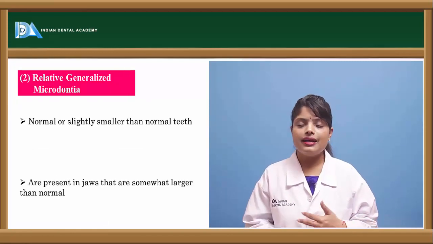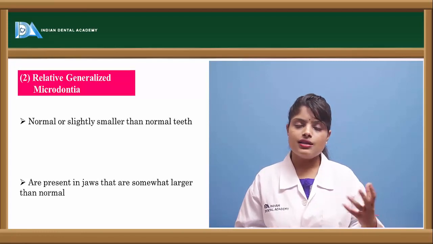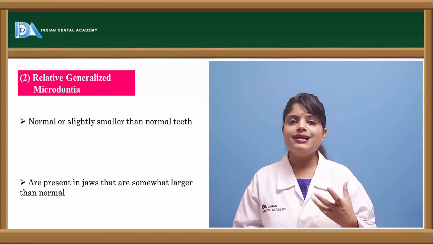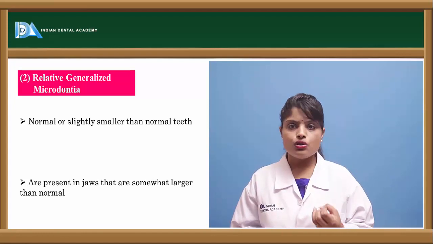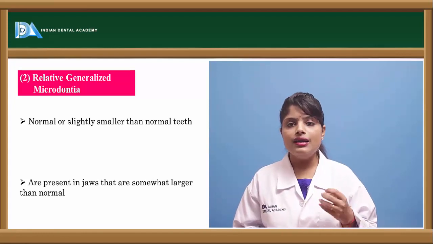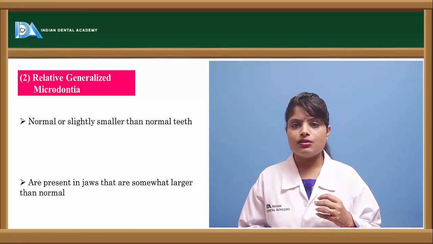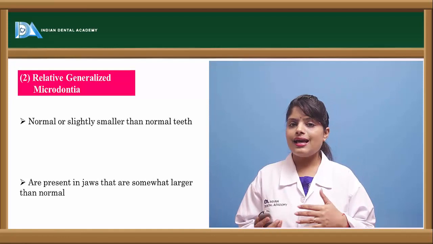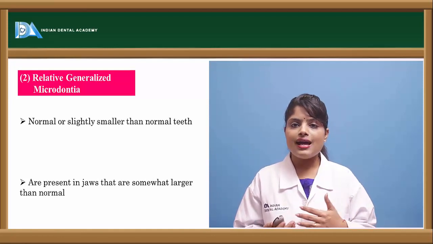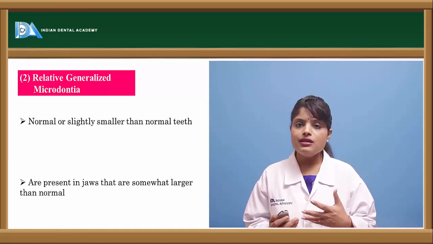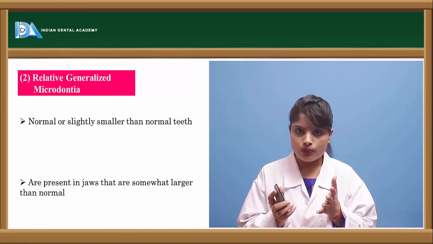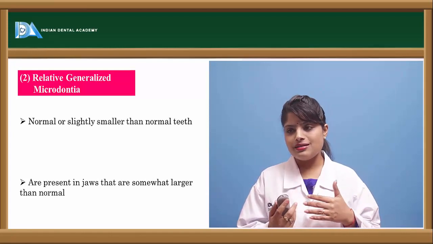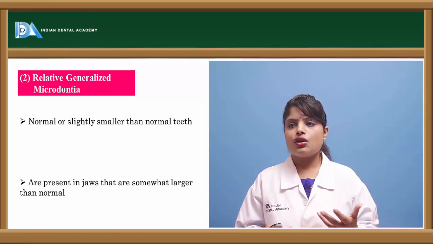Then comes the relative generalized microdontia. In such cases, the jaw size is generally larger than normal, so the teeth will appear smaller in size. The teeth may be normal in size, or the exact dimensions of the teeth may match the normal size, but due to a relatively larger jaw, the teeth may appear comparatively smaller. Such cases are also rare.